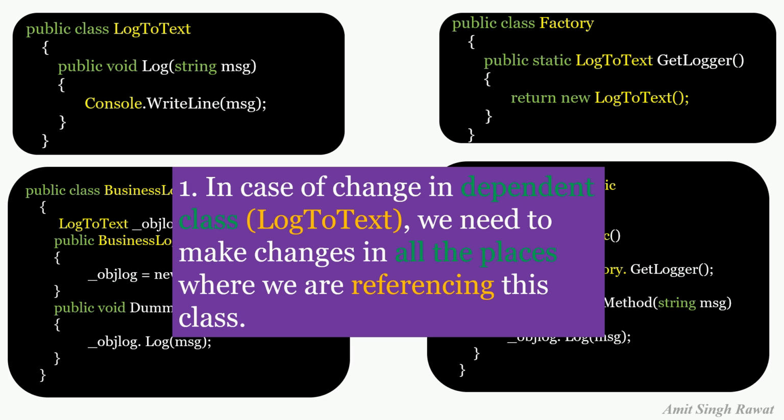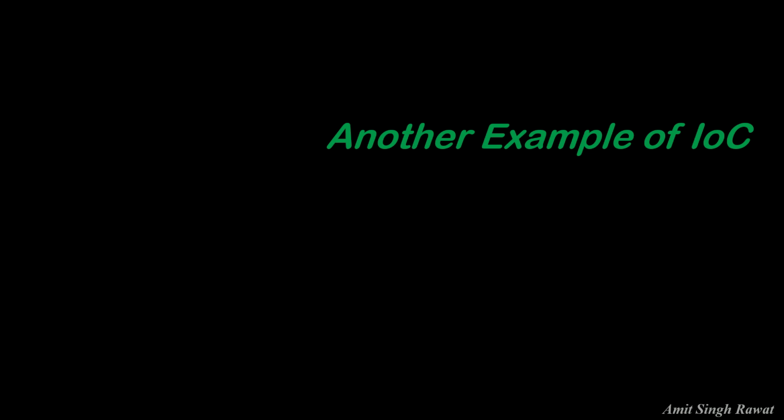So what we have done here, we just inverted the control. Previously, the business logic class had control to create the object of the LogToText class. Now we just give this responsibility to another class. I know this is a very basic example of IoC, inversion of control, and that too is not implemented properly. But that's what inversion of control is all about. We are just inverting the control. Just in case you have any confusion, let's cover another example of IoC.